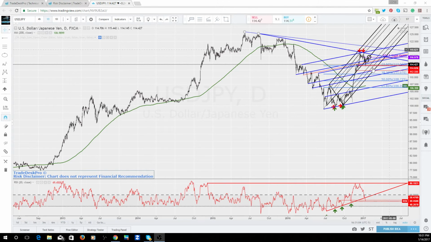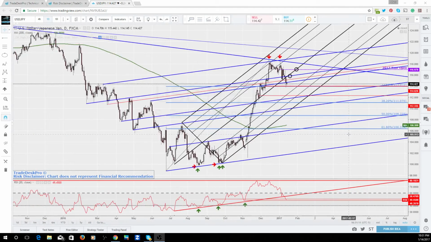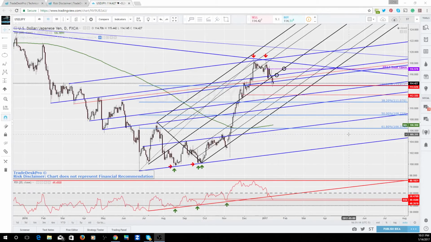So I'm looking at the same. What is happening now? I could be wrong. This thing could, you know, drop to the next sliding parallel here in a matter of days, which would put us at 112. It's possible. I just don't think it is going to happen. Okay, that would be in line with my dollar analysis.